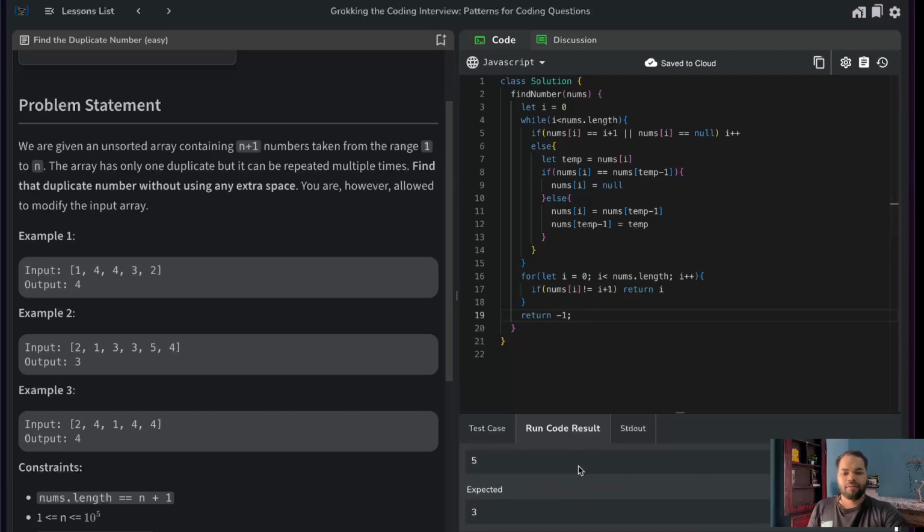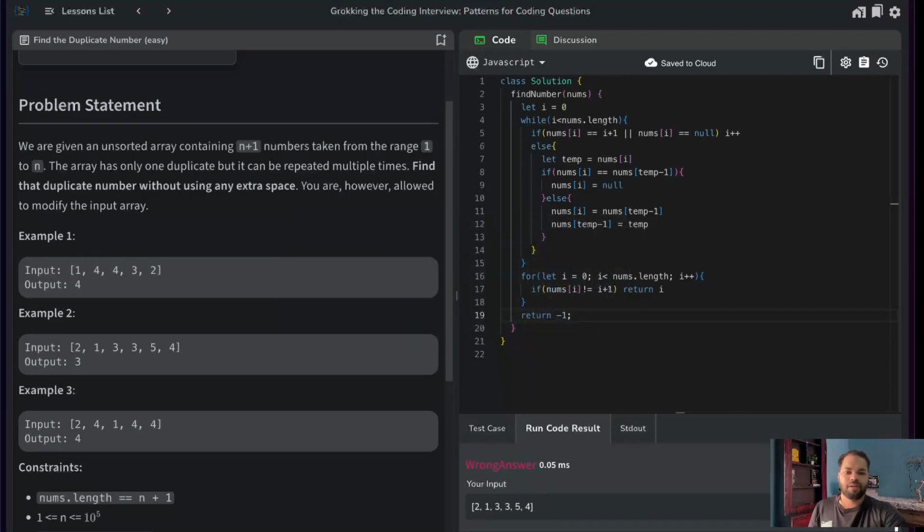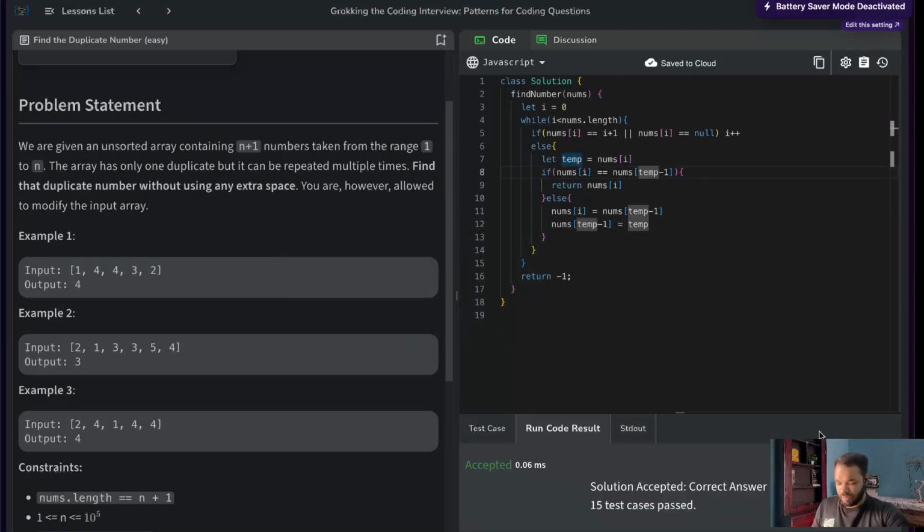Something is wrong. Expected output is 5, expected is 3. Okay, let me see what the issue is, but that is the solution for it. Yes, I think I was misunderstanding the question. The question was about finding the duplicate number, not the missing number, right? So how can we do that?